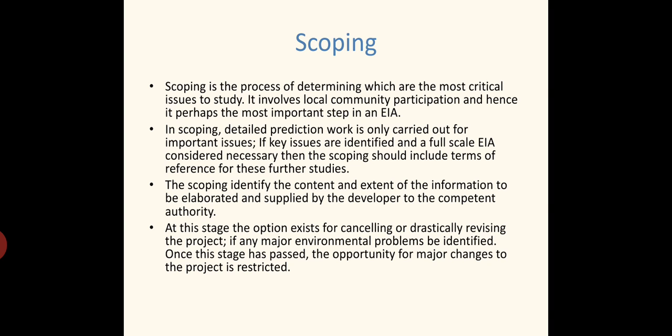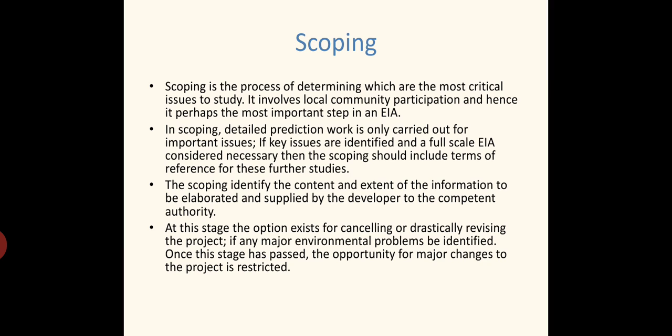See, at this stage, if the authority identifies that it will have a serious effect on the environment, then there is even a possibility to cancel that particular project, cancel the sanction of that particular project. Before implementing, we are doing all these things. So at this stage, the option exists for cancelling or drastically revising the project if any major environmental problems are identified. Once this stage has passed, the opportunity for major changes to the project is restricted.